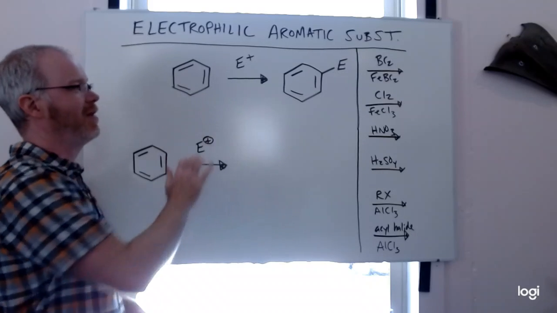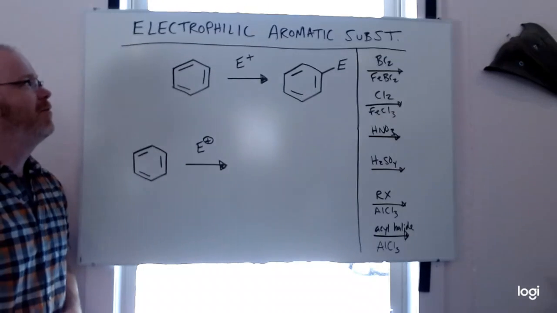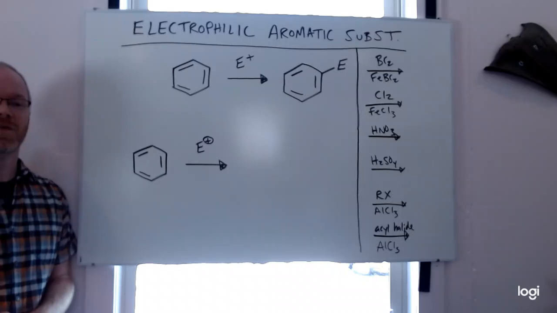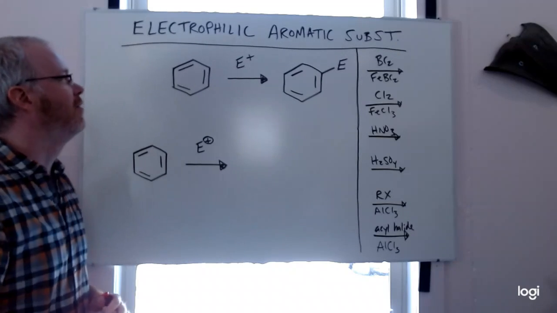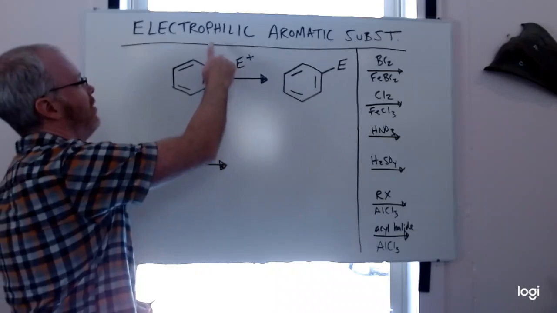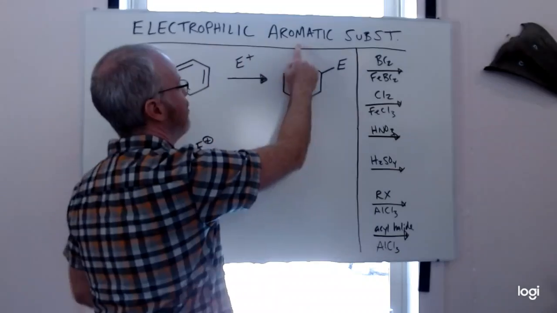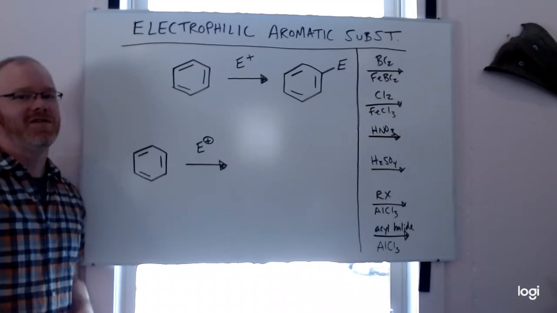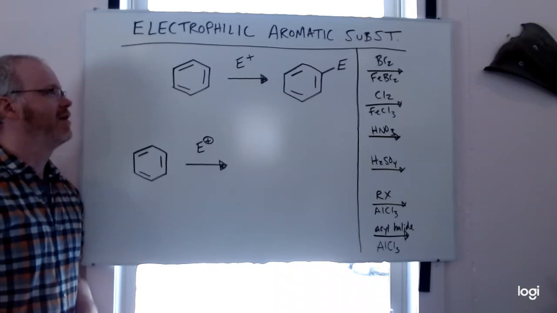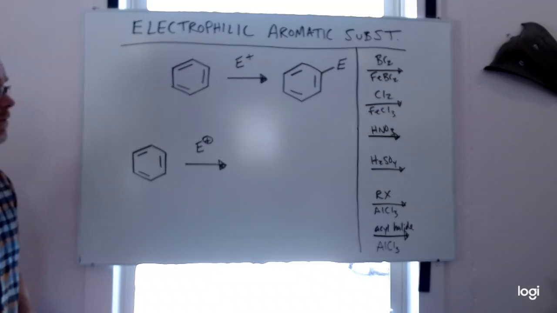But if we just start with benzene, the name electrophilic aromatic substitution is key here. It's a substitution, right? So in this case, we're going to take an electrophile, put it onto an aromatic ring, and replace something else. In this case, we're replacing a hydrogen atom that's already on benzene.